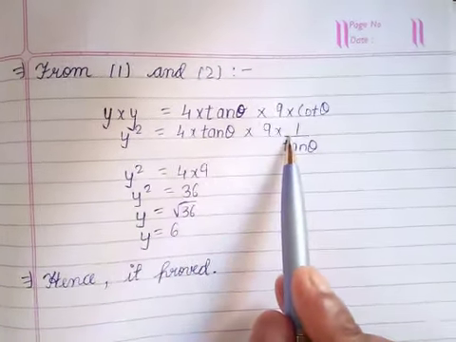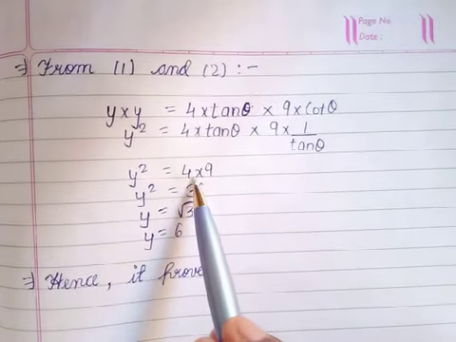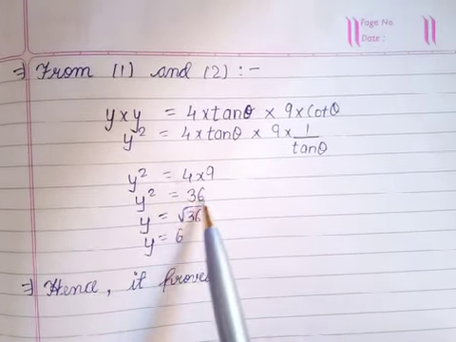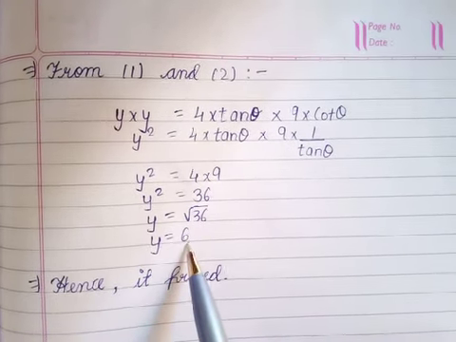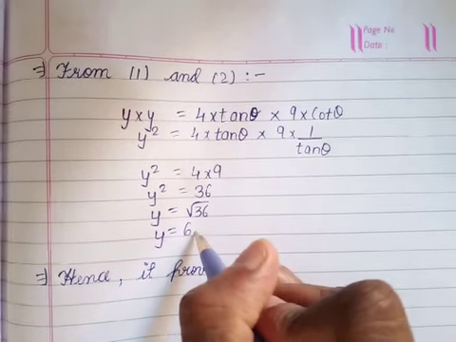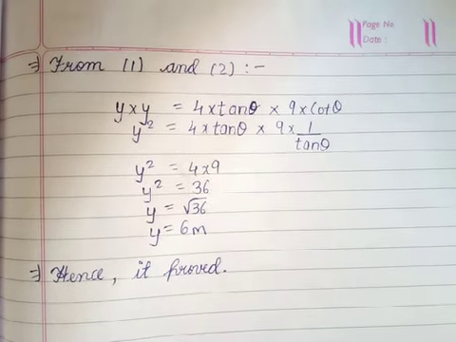9 into 4 is 36. So 36 is equal to y square. So y is equal to root 36, so y is equal to 6. Hence proved. It is 6 meter.